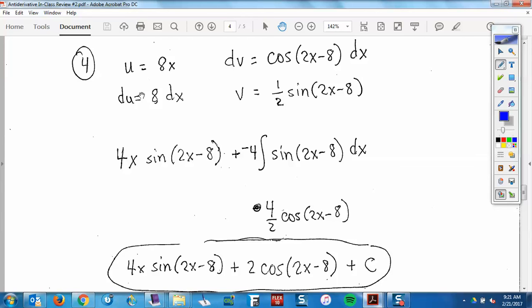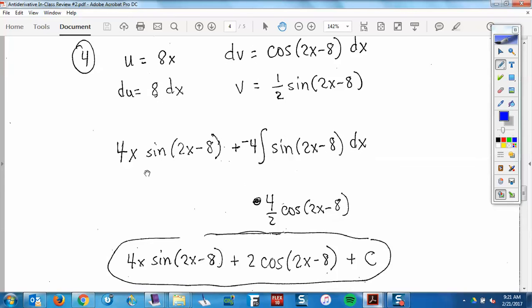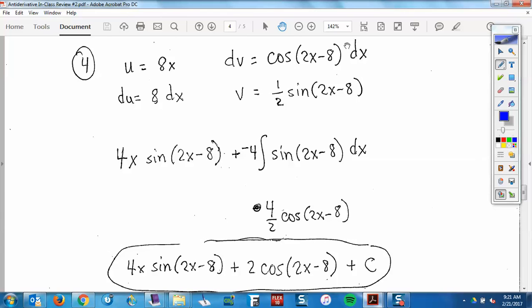So that's kind of a basic one there. Okay, it's a little tricky though because of the 1/2 and kicking those out and everything, so you gotta be careful there. And then when you take u times v, that 8 times that 1/2, that's why that's a 4 out there.